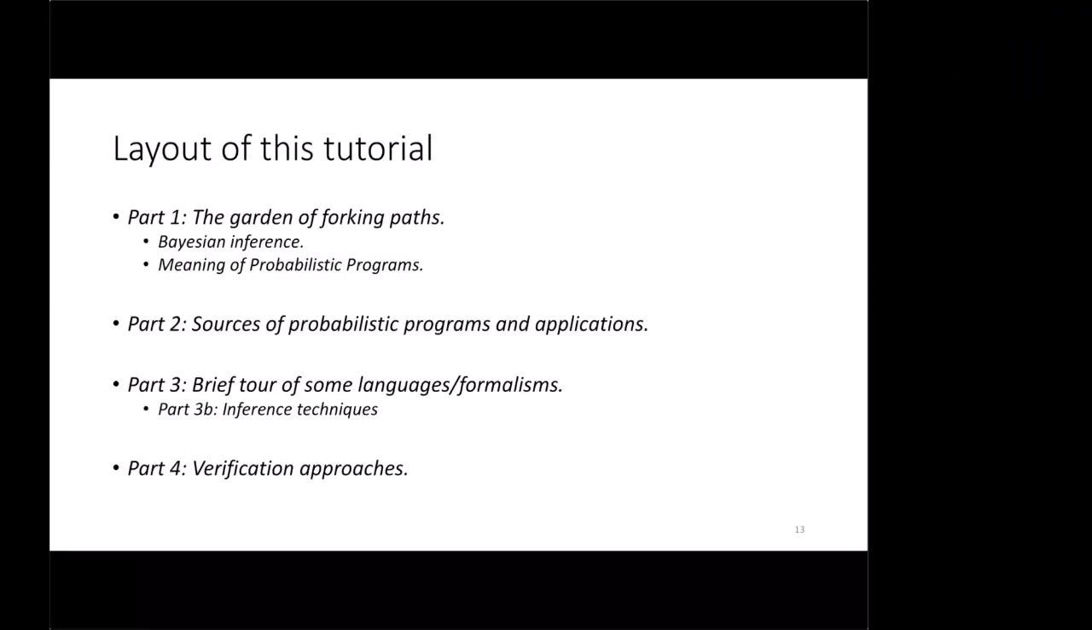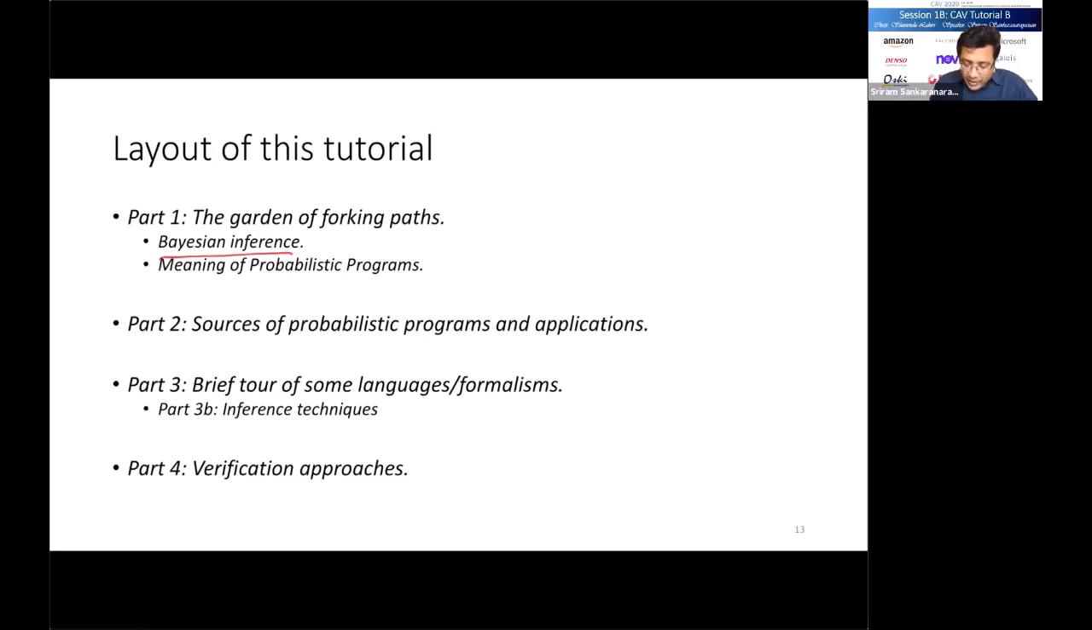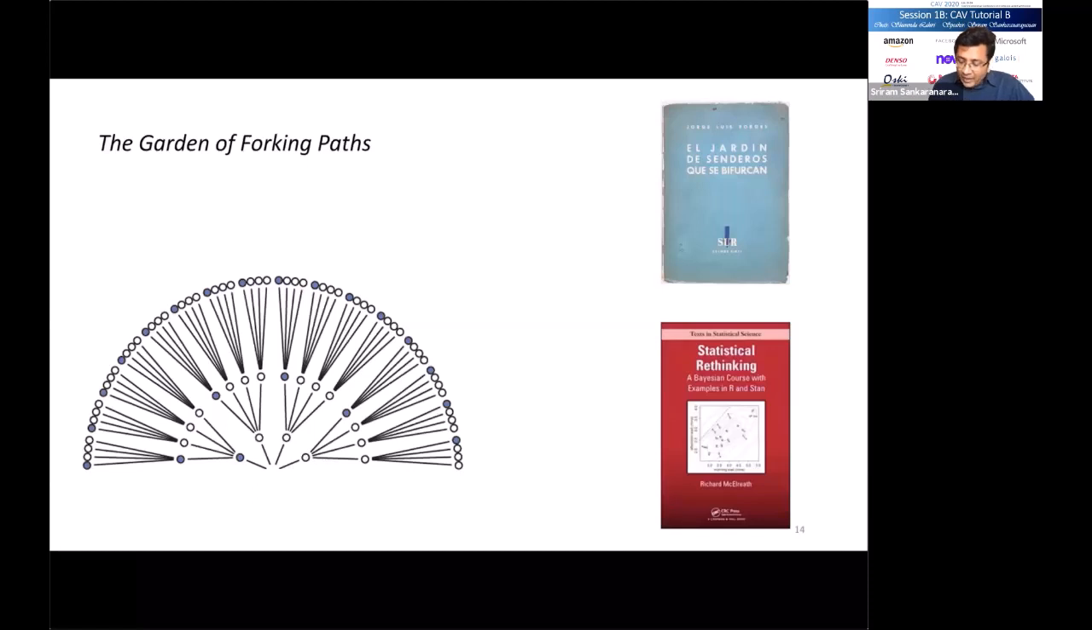Sounds good. All right. Okay, so let me talk briefly about Bayesian inference and get to the meaning of probabilistic programs, which is a big topic, but we'll get to it quickly. And there is a nice analogy here called the Garden of Forking Paths from this great book called Statistical Rethinking, where it's explained very nicely in this way.